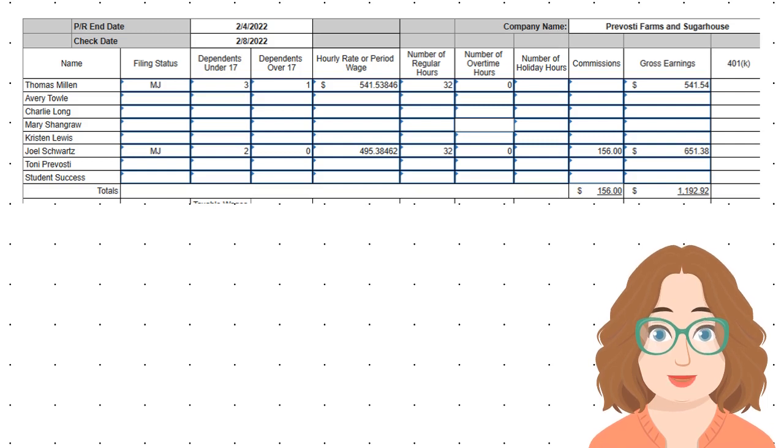Joel did not have overtime hours, or holiday pay, and so we enter $0 into those columns. Joel had commissions of $156 and we enter that amount into the commission column. Joel's total gross earnings are, therefore, $651.38.